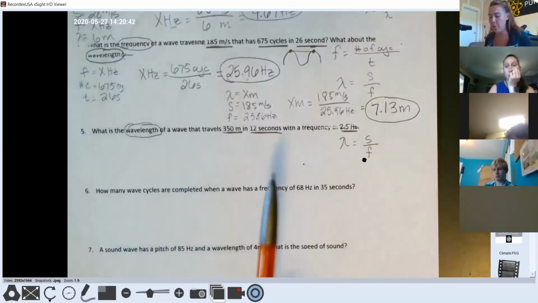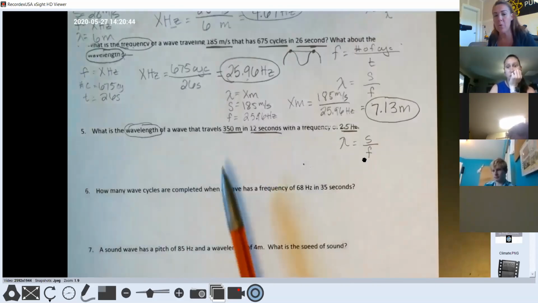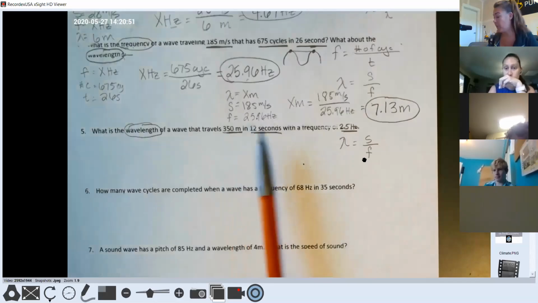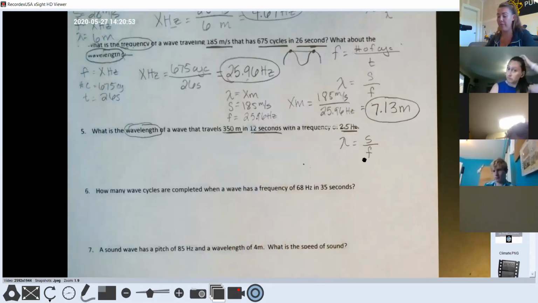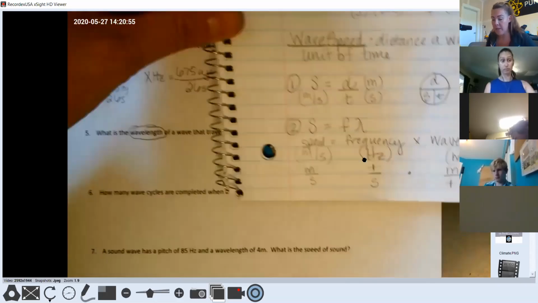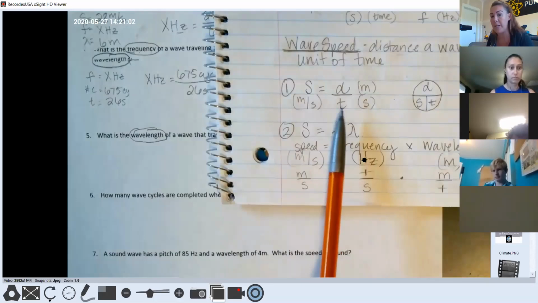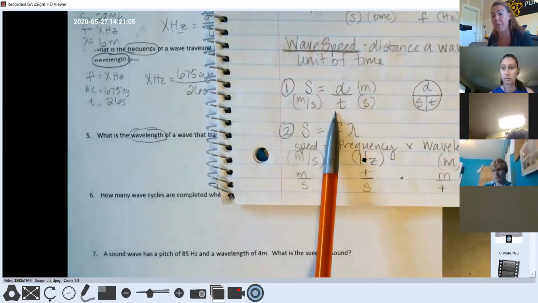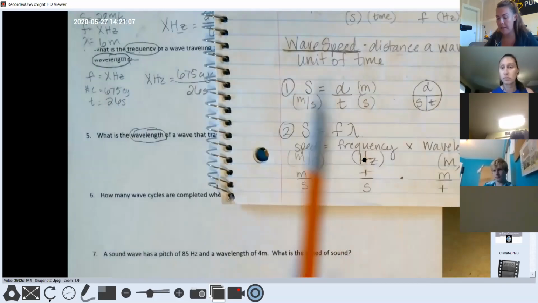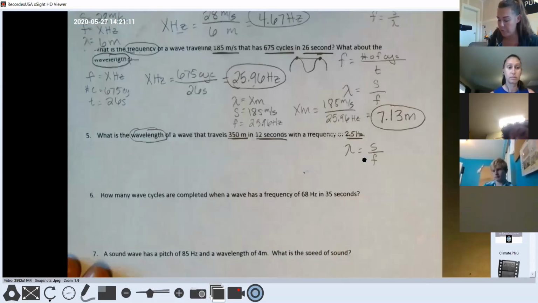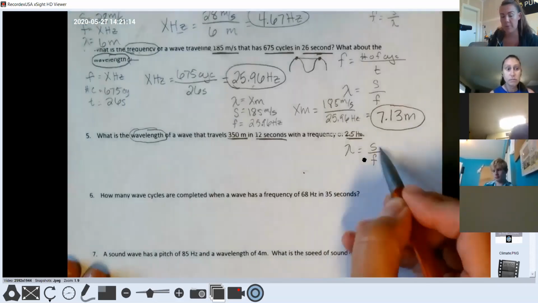The issue is I do not have a speed. I am told that the wave is traveling a distance of 350 meters in 12 seconds. So if I remember my first equation for speed, speed equals distance divided by time. So in this problem, I'm going to have to solve for speed using distance divided by time first, then use that speed and the frequency to get wavelength. Okay, so we'll eventually get to wavelength once we solve for speed.